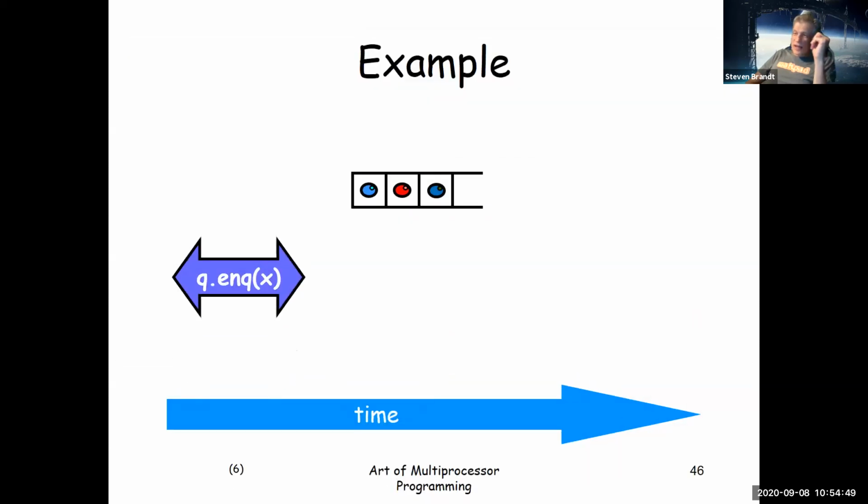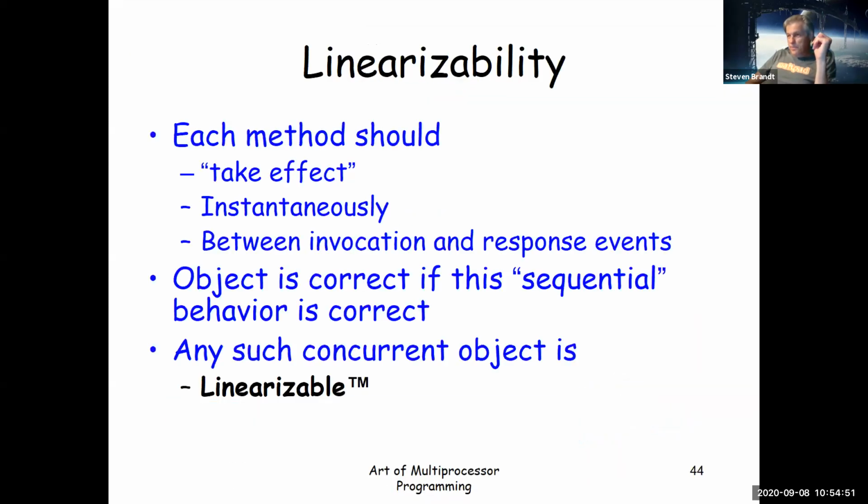You really need to stop me if you don't understand what I'm saying. So we're talking about a thing called linearizability. We're trying to view this as if each object takes effect instantaneously somewhere between the invocation and the response, when the method is called and when it finishes. Okay, and the object is correct if this sequential behavior is correct.